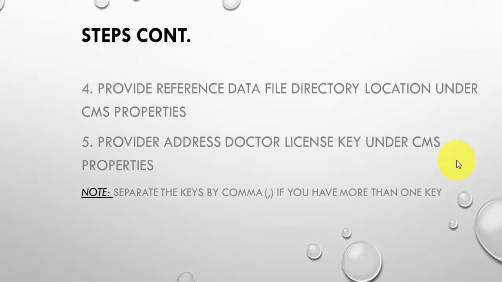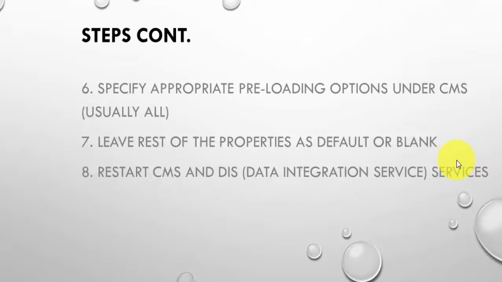Once you start creating the Content Management Service, you need to give the reference data file directory location and also the license key. If you have more than one license key, which sometimes can happen, then you can simply append the new license key by separating the various license keys with a comma. You also need to specify some of the preloading options under CMS. Leave the rest of the properties as default or blank.